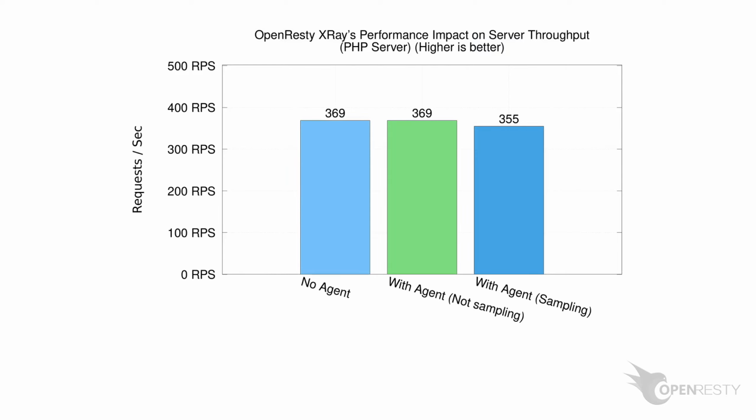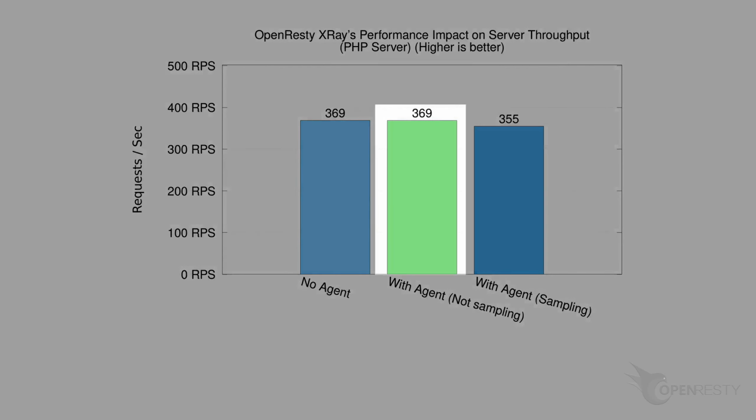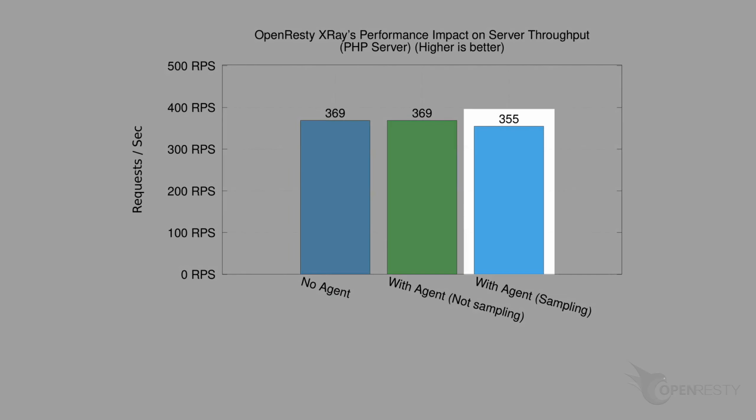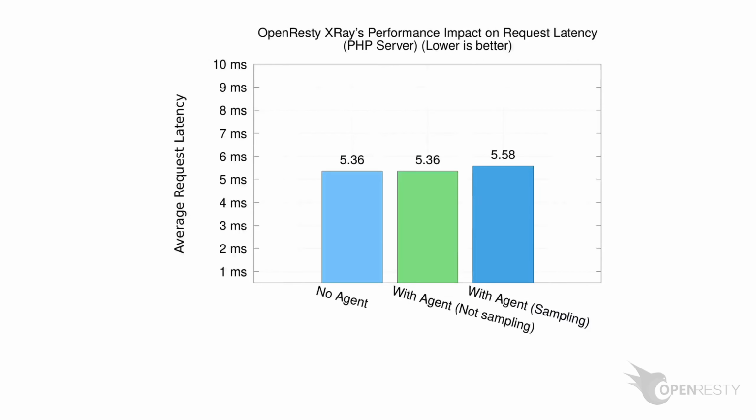We measured the maximum server throughput in different cases. Here's what we found. Without installing the OpenResty X-Ray agent, the maximum throughput is about 369 requests per second. When the agent is installed but not running the analyzers, the request rate remains the same. When the analyzers are sampling, the request rate is around 355 RPS, merely 3.7% lower than when not doing analysis. It can be seen that running the analyzers for performance analysis has minimal impact on the maximum throughput of the target process.